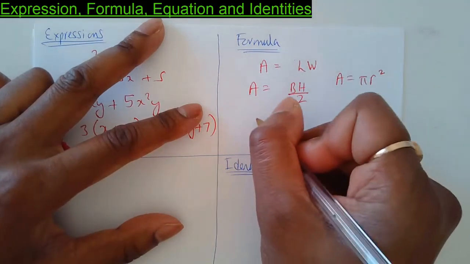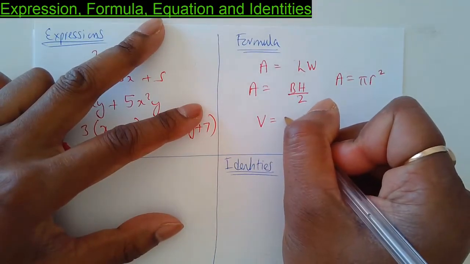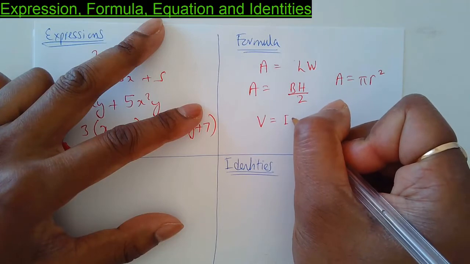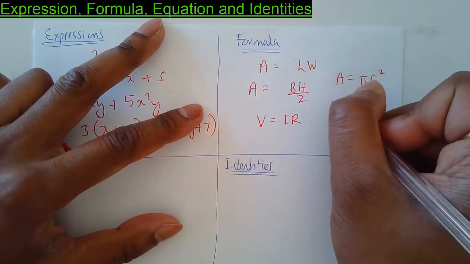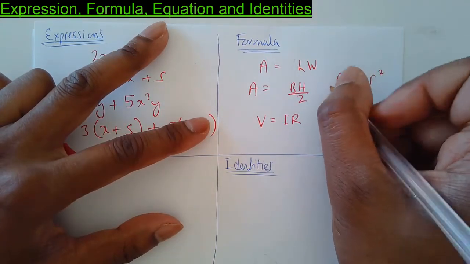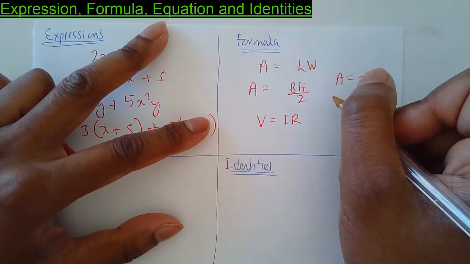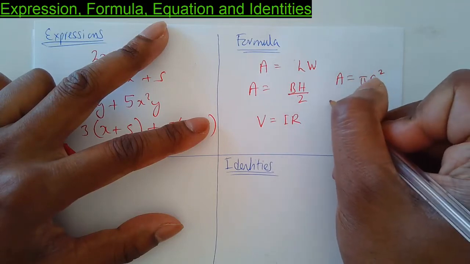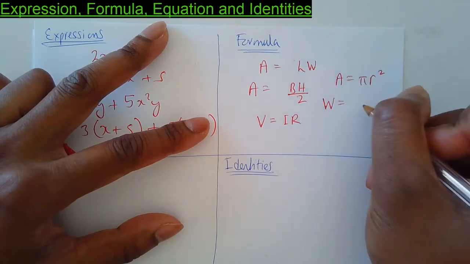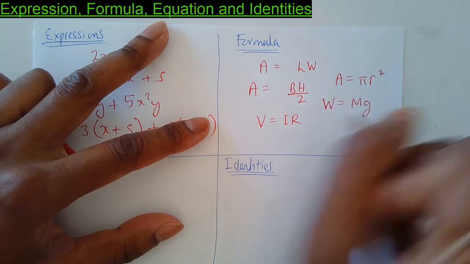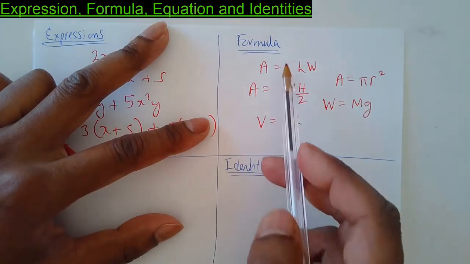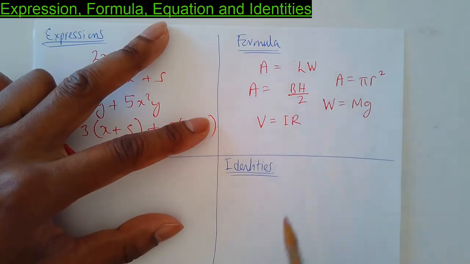Voltage is equal to current multiplied by resistance. Here's another one. You could have, for example, weight is equal to mass times gravity. All of these are formulas. It does have an equal symbol, but it gives you something useful.